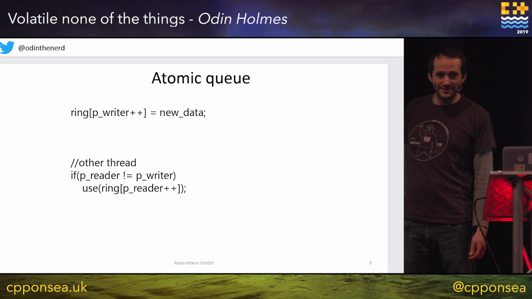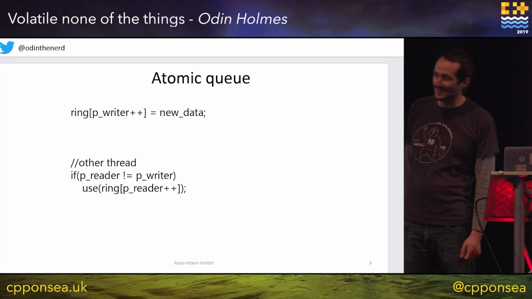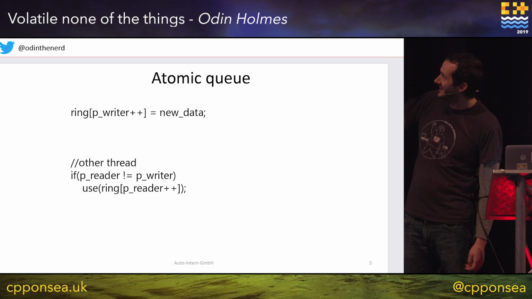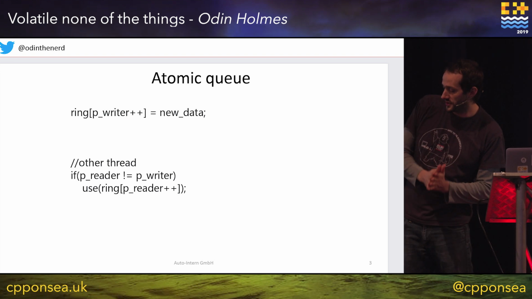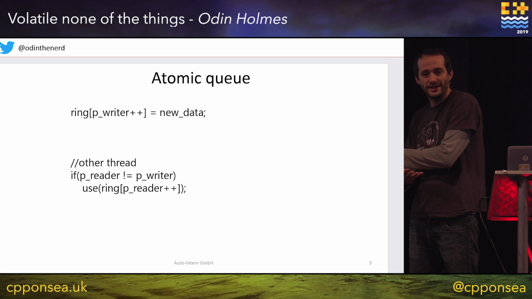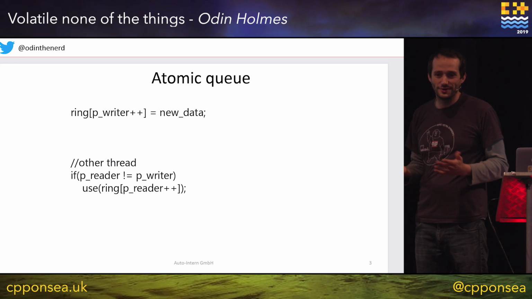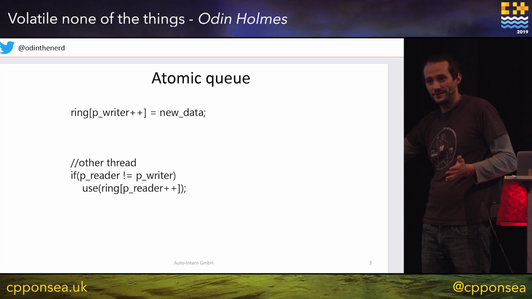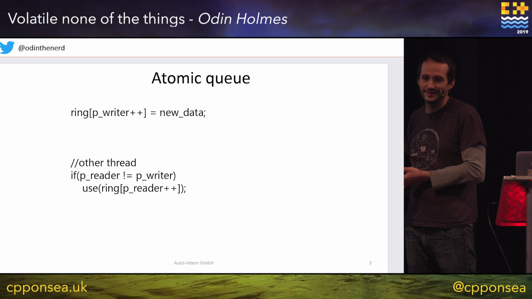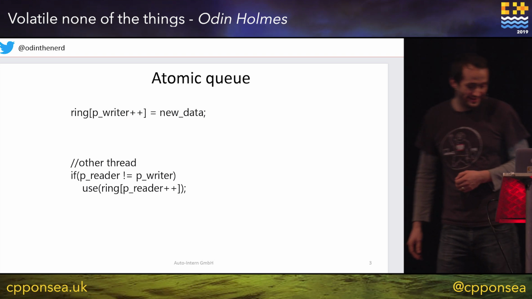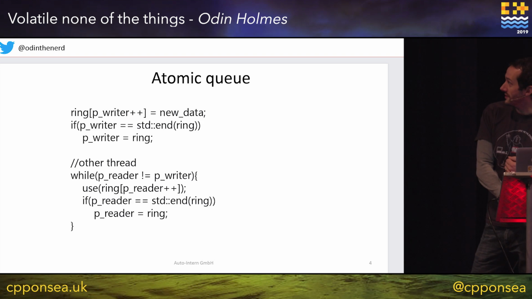This is not an atomic queue. Because even in debug mode, you're increasing the pointer before you're actually writing anything in there. And if there's a context switch in between there, then your reader is going to say, oh, there's something there, but it isn't there yet, right?